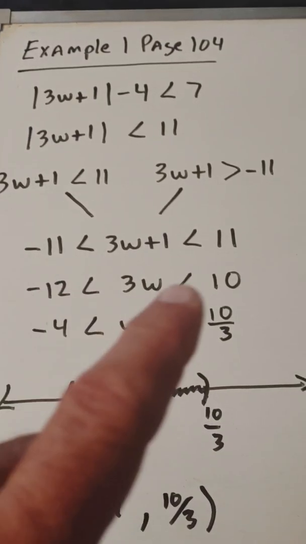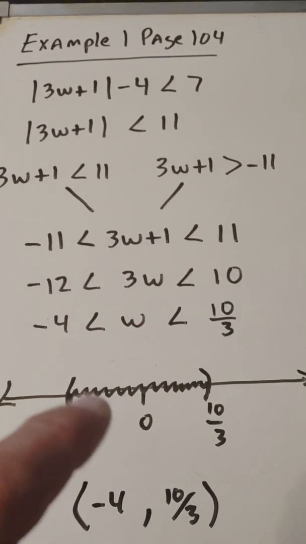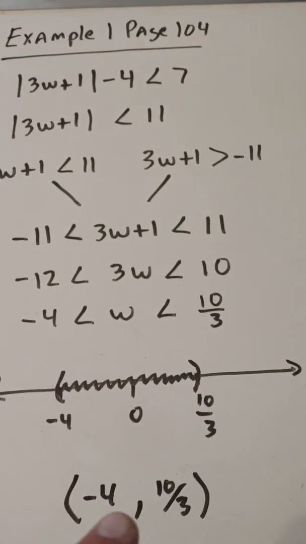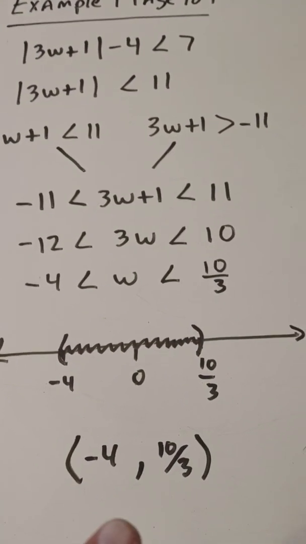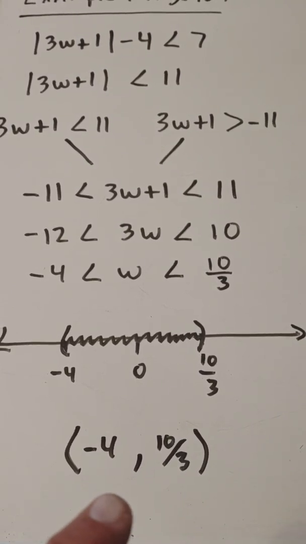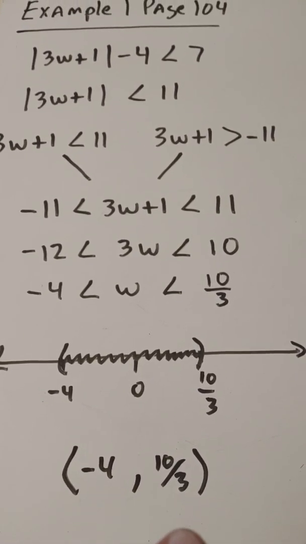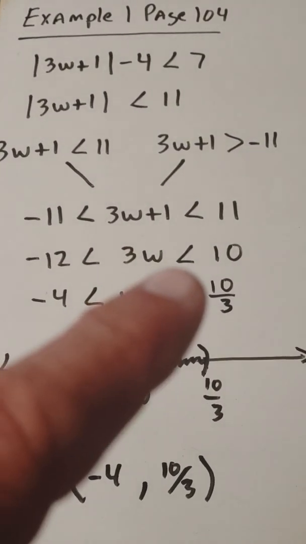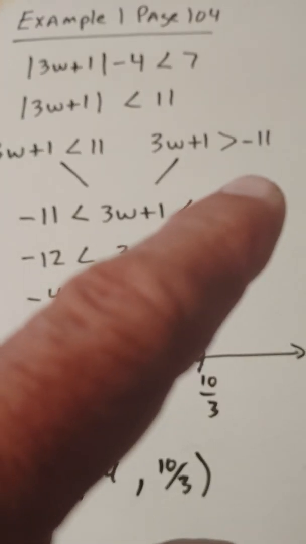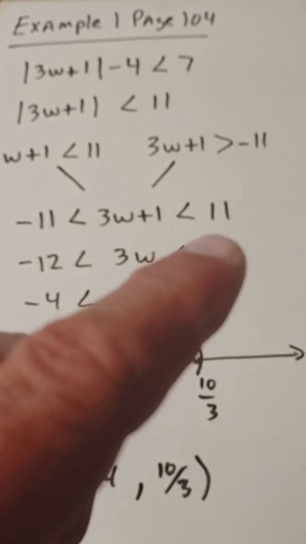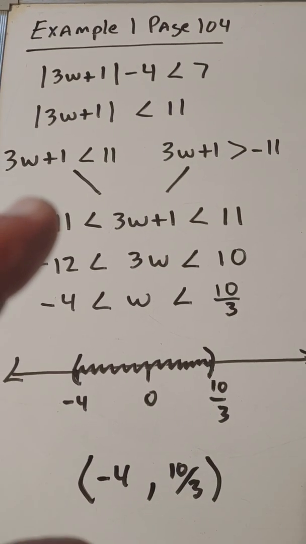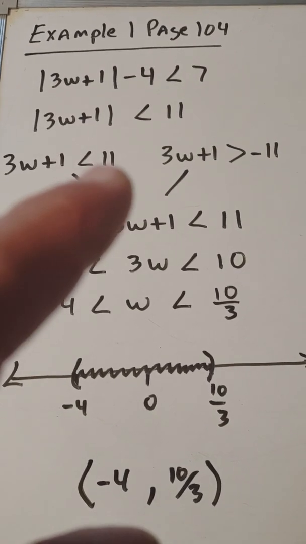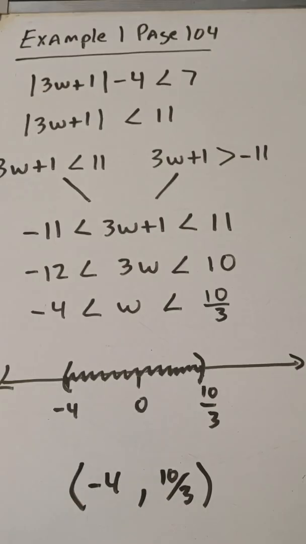So then I add 1 to both sides, divide by 3, then I get negative 4 is less than w, which is less than 10 over 3, which I can graph, and the interval is represented by parentheses, negative 4, comma, 10 over 3, parentheses. See, we can do this if we notice that our lesser number is a negative. That means that our algebraic expression goes in the middle, and then our larger number goes on the right.